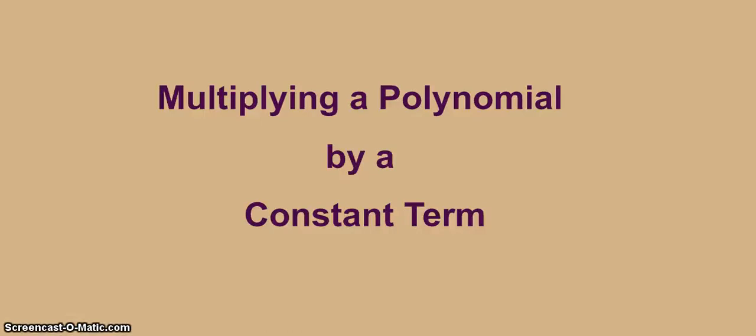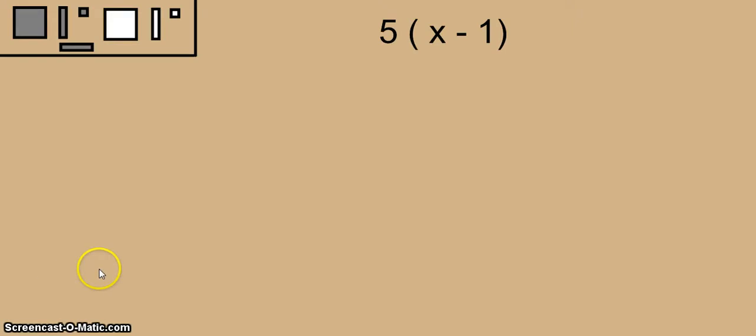In this video, you will learn how to multiply a polynomial by a constant term. In this example, we will multiply the constant term 5 by the polynomial x subtract 1. We will begin by setting up our multiplication chart.